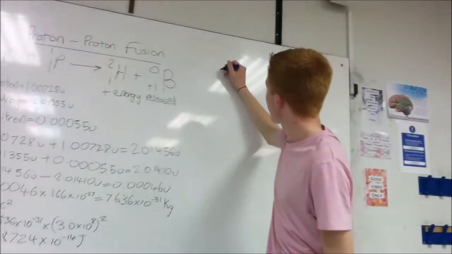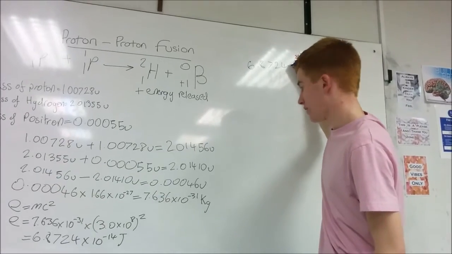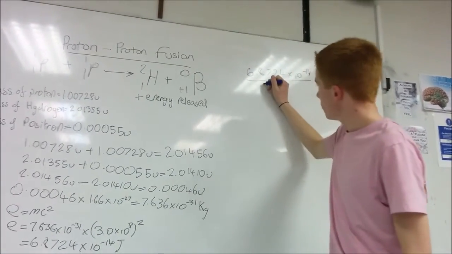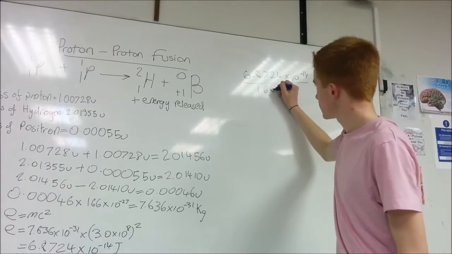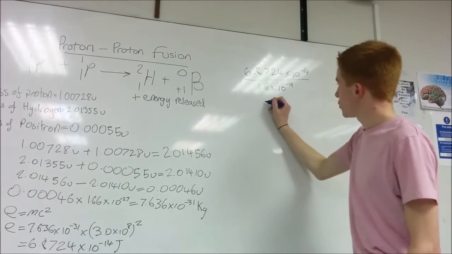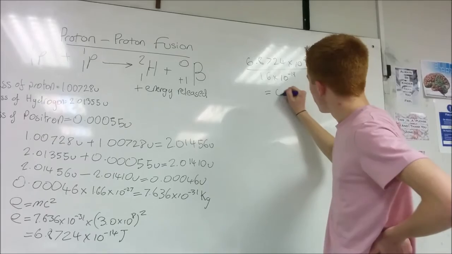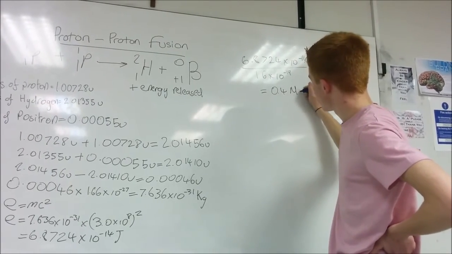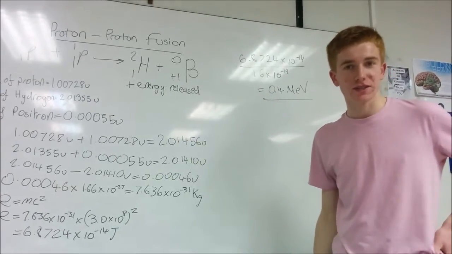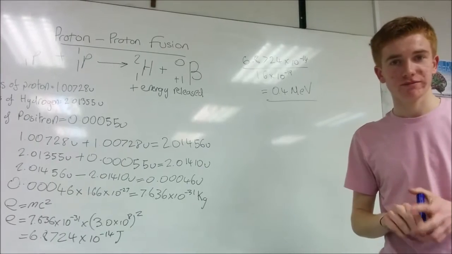So we divide that number by the charge on an electron, which is 1.6 times 10 to the minus 19, which comes to 0.4 mega electron volts. And that is equivalent to the energy released. So we can see here why nuclear fusion releases energy.